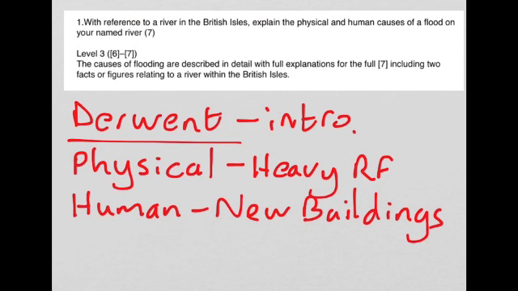If we come up and have a look at the level 3 mark scheme here, 6 to 7 marks, the causes of flooding are described, which we have done with regards to physical and human. There's detail, so we've got our point, explain and expand explanations in there, and for the full 7 marks, 2 facts or figures must be included. So I mentioned the example of Malton under the human explanation, and I mentioned the dates and the fact that 250 millimetres of heavy rainfall fell under the physical answer. So 2 facts or figures relating to the river within the British Isles gives us a level 3, 7 out of 7 answer.